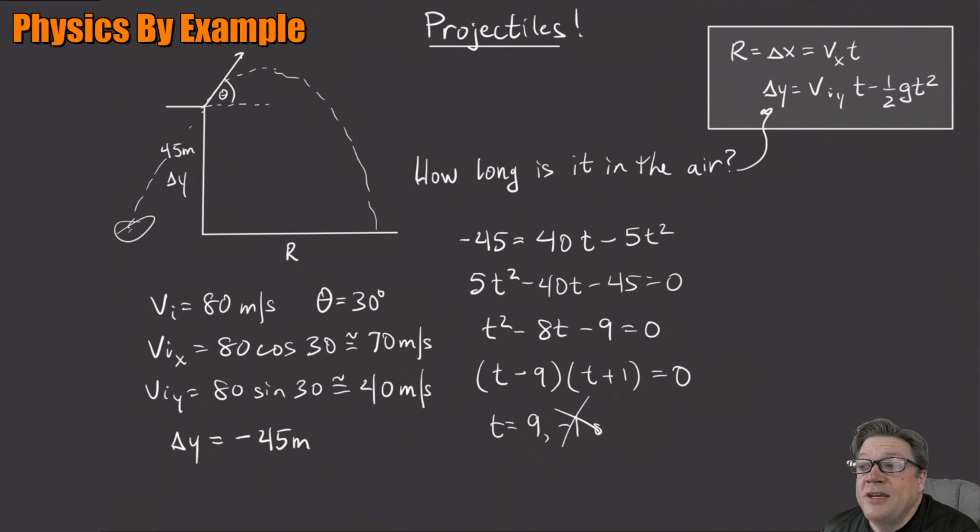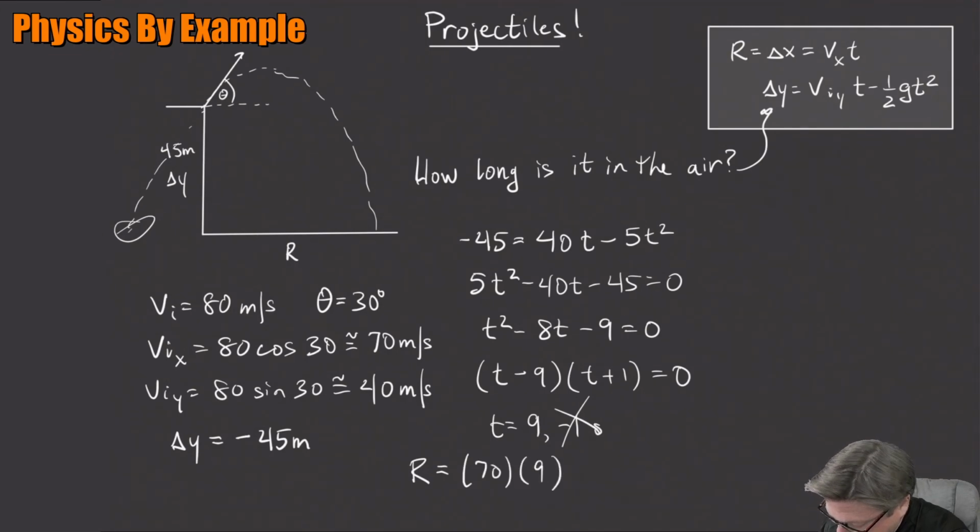So t equals 9 seconds. It's been in the air for 9 seconds. Okay, well, that's just about it, right? Because now the range is just going to be Vx, 70 times those 9 seconds. Every second it went 70 meters horizontally, right? So this is going to be 630 meters. Boom, is where it lands.